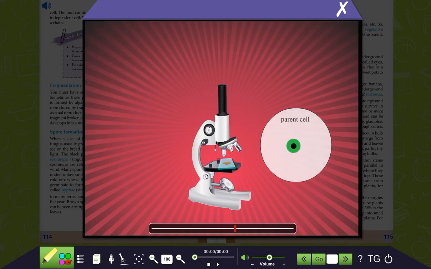A small bulb-like protrusion is formed on the parent cell. This is called a bud or a daughter cell. The bud continues to grow until it separates from the parent cell, forming a new independent cell. Sometimes the buds may not separate from each other and appear as a chain.